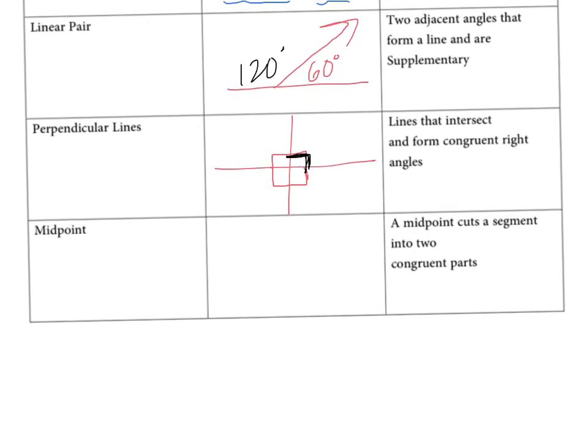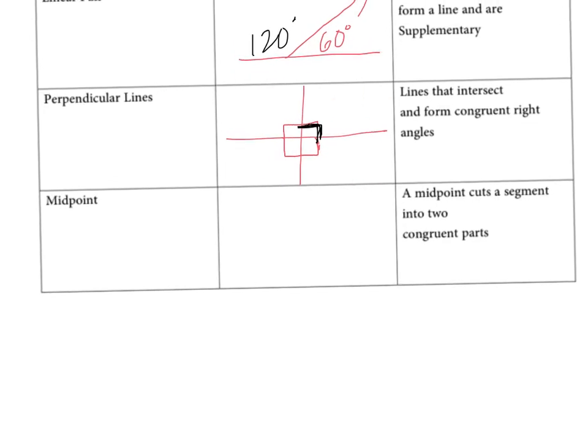The next one, a midpoint. A midpoint cuts a segment into two congruent parts. So the most common midpoint would be M, and it might say that M is the midpoint, so we know that AM is congruent to MB.